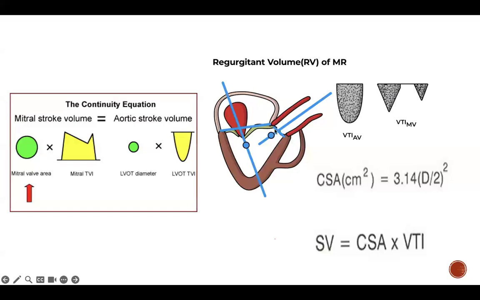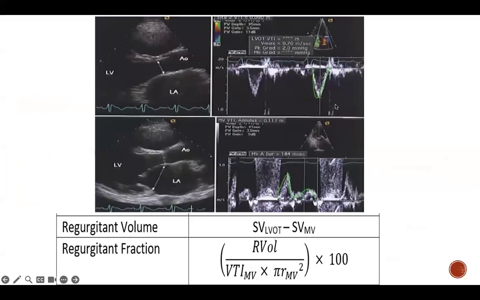And the same applies to the aortic valve. The cross section of the aortic valve, the area, is multiplied by the VTI of the aortic valve. That gives you what's called the stroke volume. So stroke volume here equals stroke volume here. This is again applied in the echo.